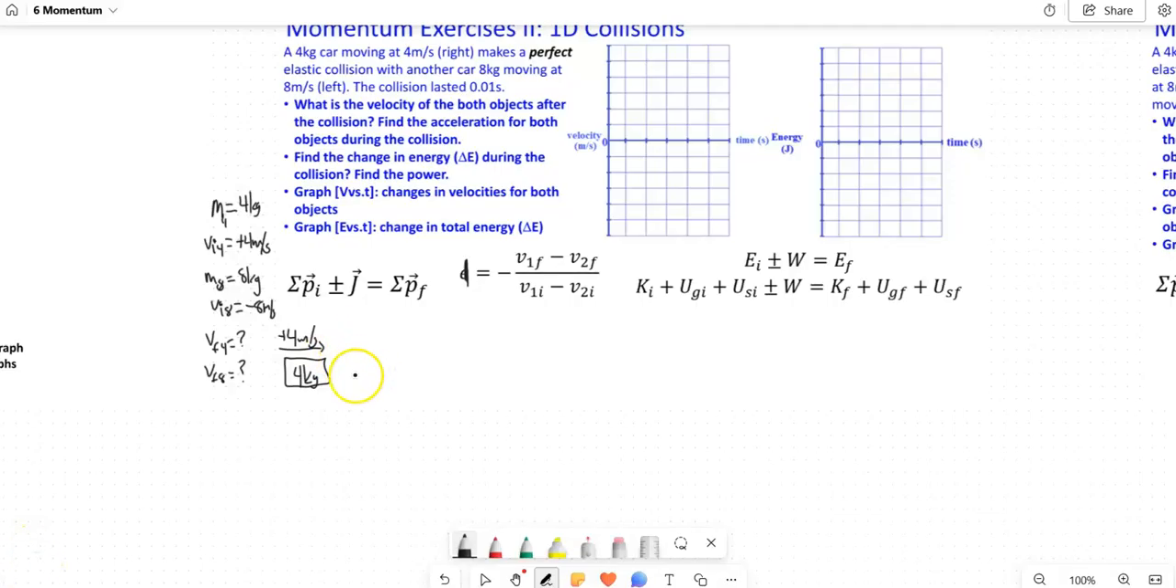Okay. Now the other object is 8 kilograms, and it's traveling to the left at negative 8 meters per second. After they collide in a perfect elastic collision that lasts 0.01 seconds, we need to figure out the 4 kilogram object's final velocity and the 8 kilogram object's final velocity.